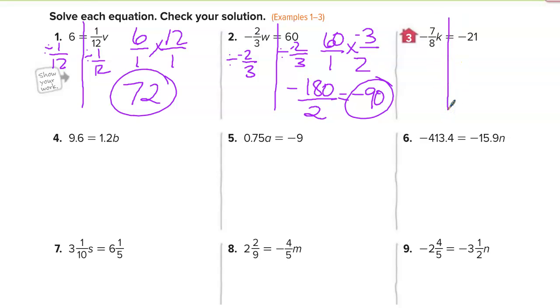Again, starting on the side with the letter, it's telling me to multiply, so I'm going to divide. Yeah, each time I do that, if you like to cancel out and cross it out, you can do that. So I'm going to do my keep, change, flip.